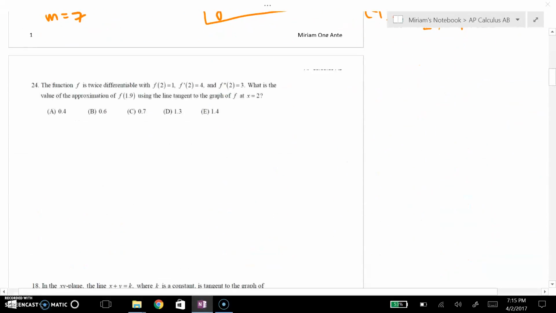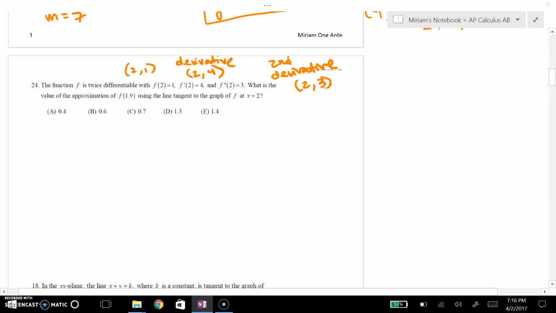Okay, number 24. So it says the function f is twice differentiable with f of 2 equals 1, meaning (2, 1). f prime of 2 equals 4, so this is for the derivative, (2, 4). And the second derivative, they give us something here. That's going to be (2, 3). So we have a few pieces of information.